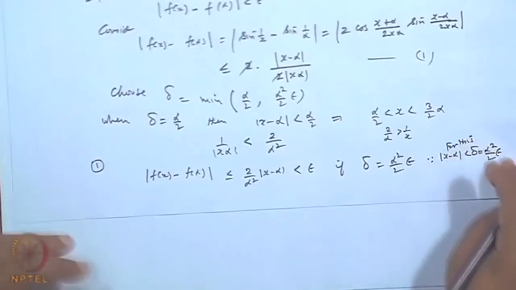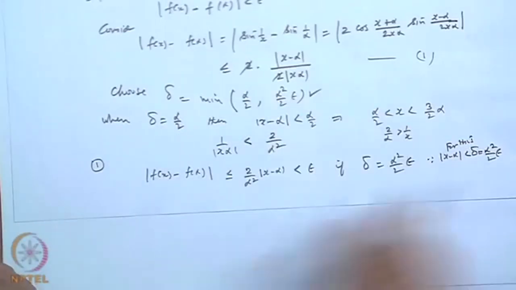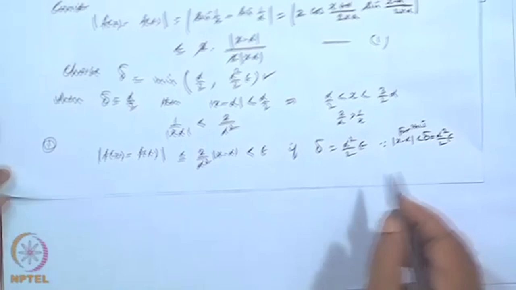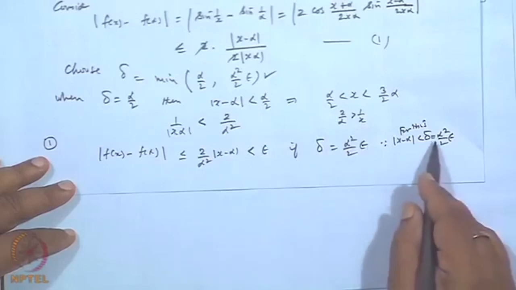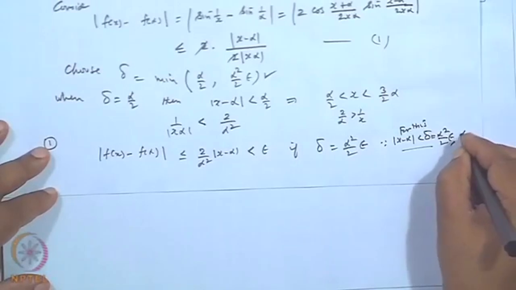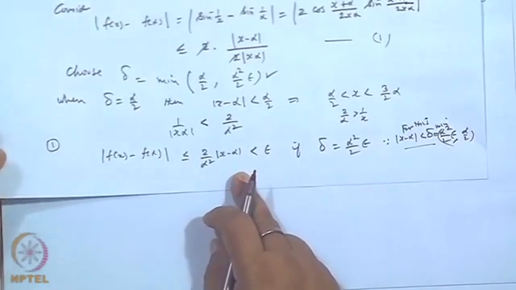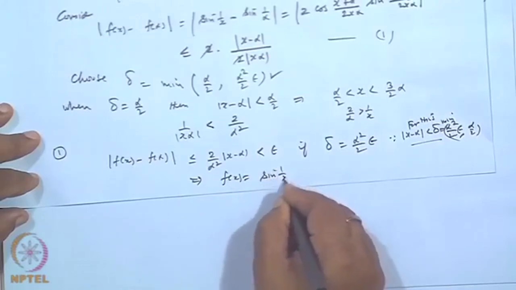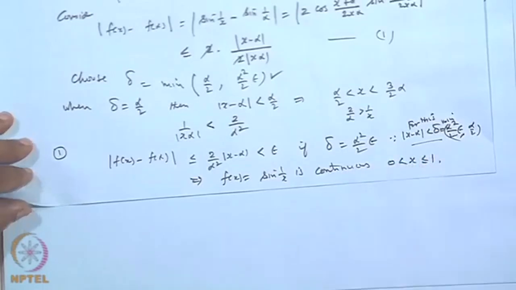So, for this delta we get this. But delta is also chosen here. So, take the minimum value of these. That is why I have taken the delta to be the minimum value of this, where both the conditions are satisfied and we get this. So, if we pick a point x and alpha in the interval satisfying this condition, with delta the minimum of alpha by 2 and this, then obviously this function becomes continuous. So, this shows the function fx, which is sine 1 by x, is continuous over the interval 0 to 1.